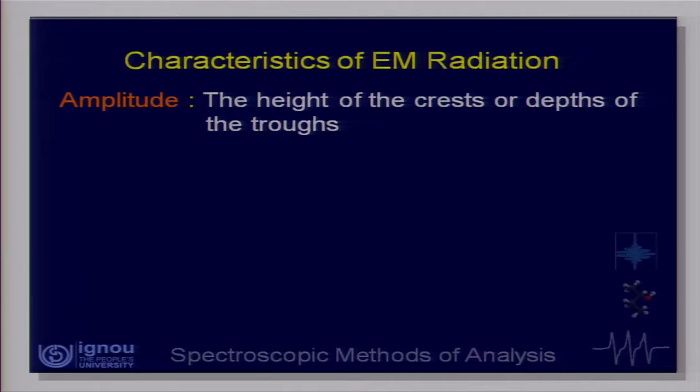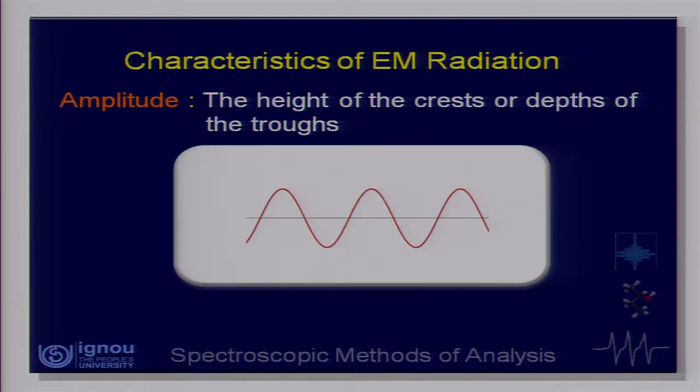As regards the characteristics of electromagnetic radiation, the very crucial first one happens to be the amplitude. Amplitude basically refers to the height of the crests or depth of the troughs. Essentially what it means is this: we have a wave which is propagating like this. I am showing only one component of that, say the electrical component here. Now, this is the height of the crest here, and this happens to be the trough. So, this is the depth of the trough. Either you express it in terms of height or depth. All this refers to the amplitude, essentially the height of it in a way.